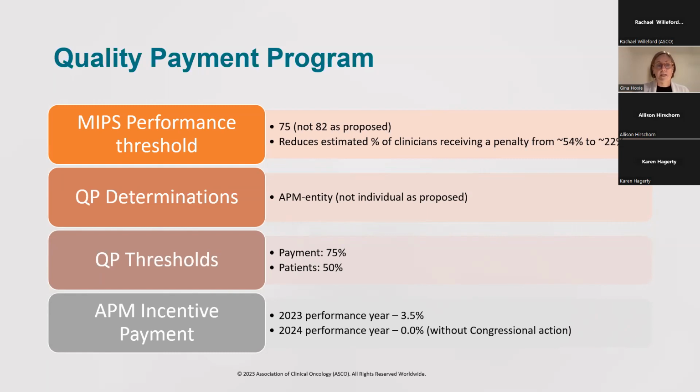And then finally, the APM incentive payment. After the 2023 performance year, which is this year, the APM incentive payment will end. There is some discussion in Congress right now about potentially addressing this for 2024, but nothing has been decided yet. So for next year, for the 2024 performance year, the 2026 payment year, there is no APM incentive payment. And I think that's all I have on the Quality Payment Program.